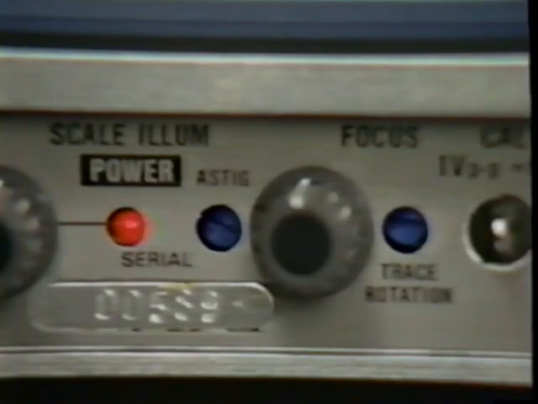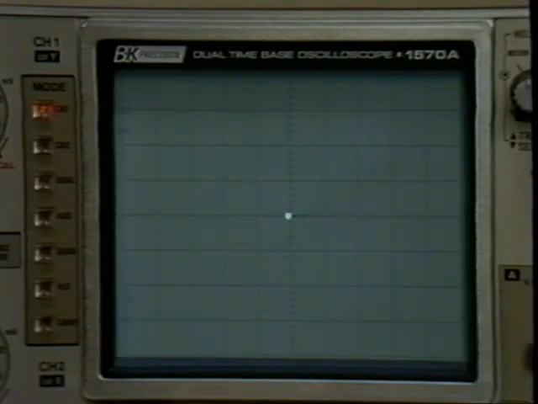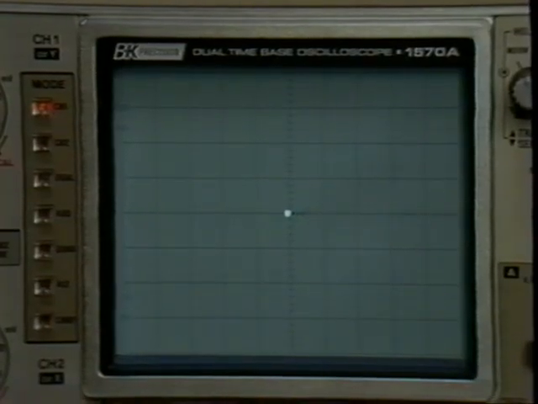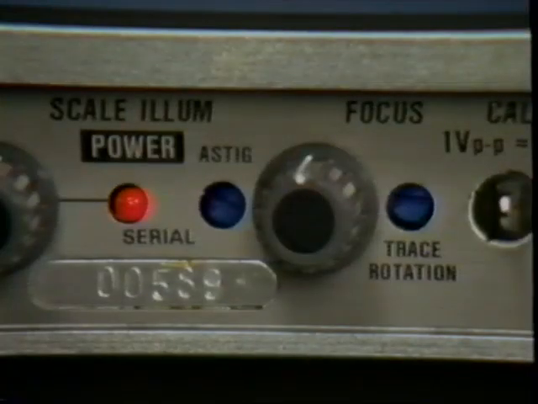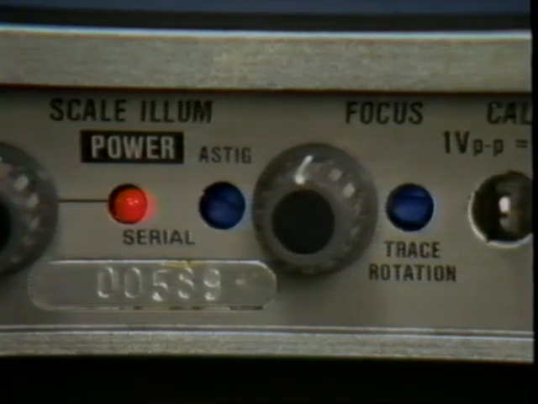The astigmatism control adjusts the beam for the clearest trace display. To adjust it, select the XY display mode and ground both input channels. Set both focus and intensity to mid-range. A small dot will appear in the center of the screen. Adjust the recessed astigmatism control until the point is as sharp and round as possible.